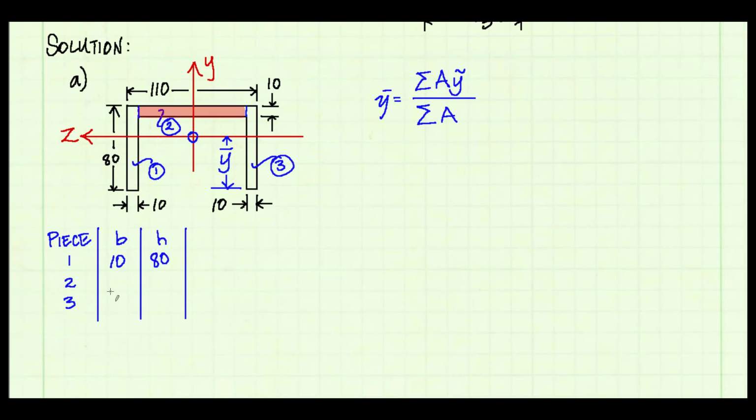So for piece 1, for example, which is this rectangle, the base dimension is going to be 10 millimeters, and the height dimension is going to be then perpendicular to the axis we're finding the moment of inertia about. It'll be 80. For piece 2, the base dimension then is going to be 110 minus 10 on each side, that's 20, so that'll be net 90. And its height is 10 millimeters. And piece 3 is identical to piece 1.